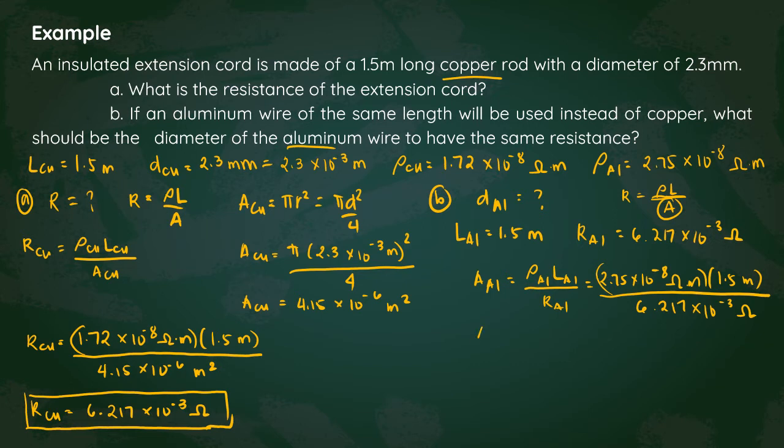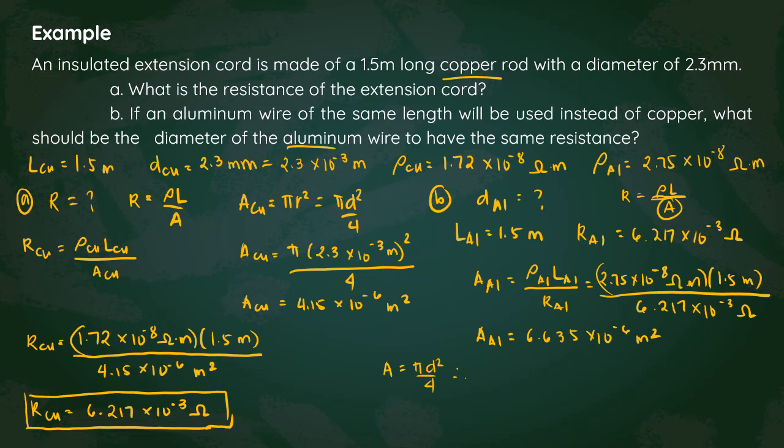So now we know that the cross-sectional area for the aluminum wire should be about 6.635 times 10 raised to negative 6 meters squared. But we are not asked for the cross-sectional area. Instead, we are asked for the diameter that the aluminum wire should be. And remember, to solve for the area, area is equal to pi d squared over 4.